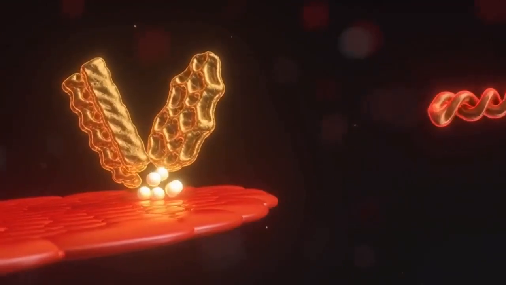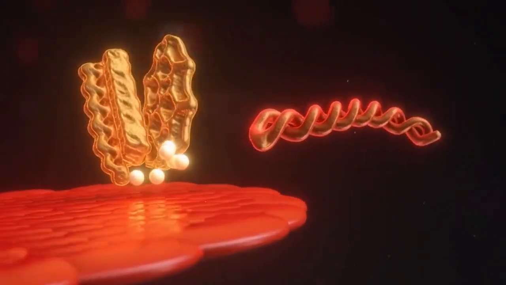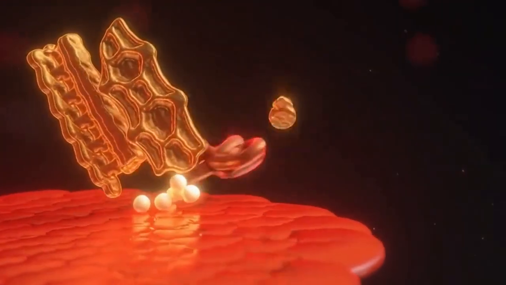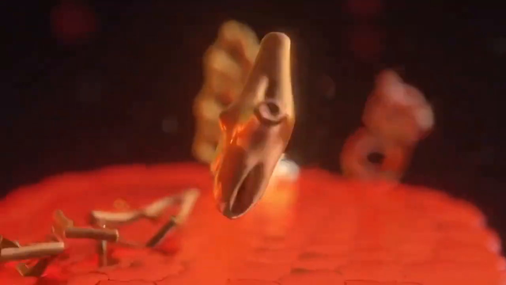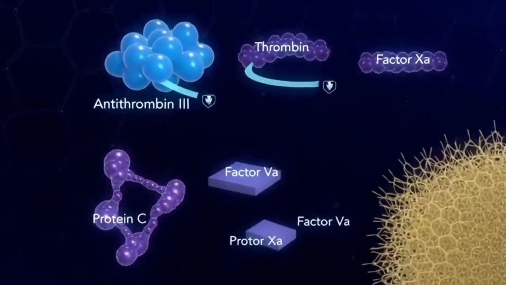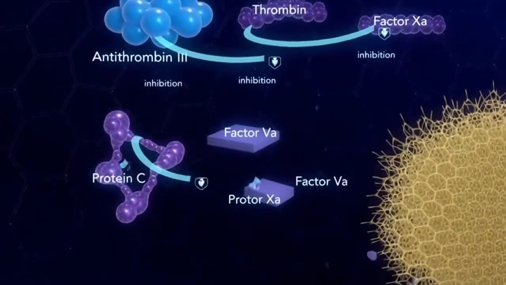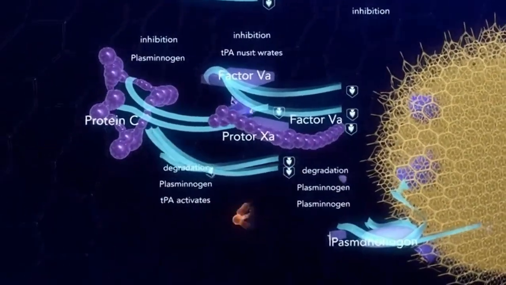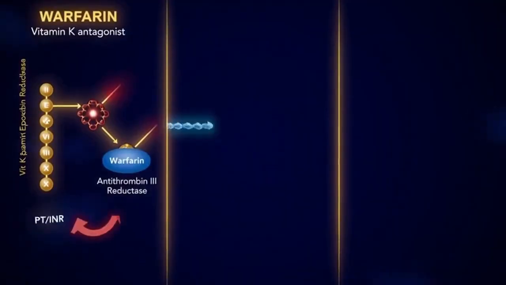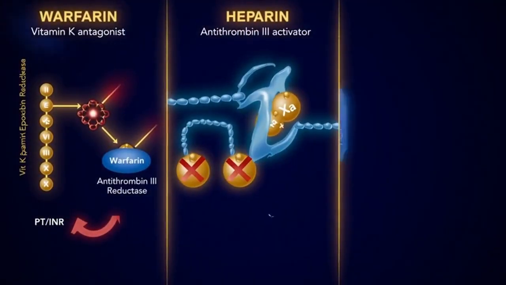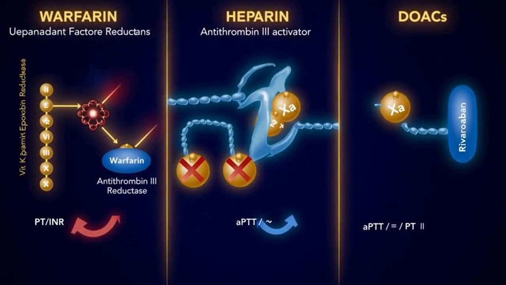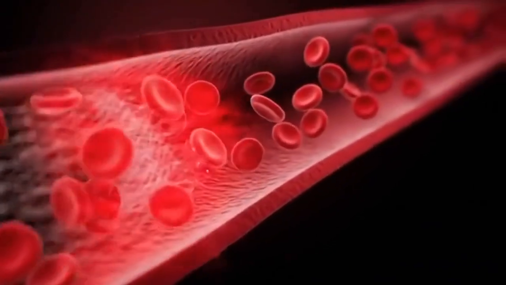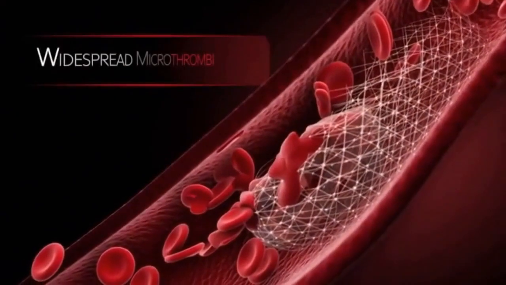The intrinsic pathway is measured in the lab by the activated partial thromboplastin time, aPTT. Heparin prolongs the aPTT by activating antithrombin III, which inhibits thrombin and factor X. Hemophilia A is a deficiency of factor VIII. Hemophilia B is a deficiency of factor IX. Both prolong the aPTT with a normal PT.